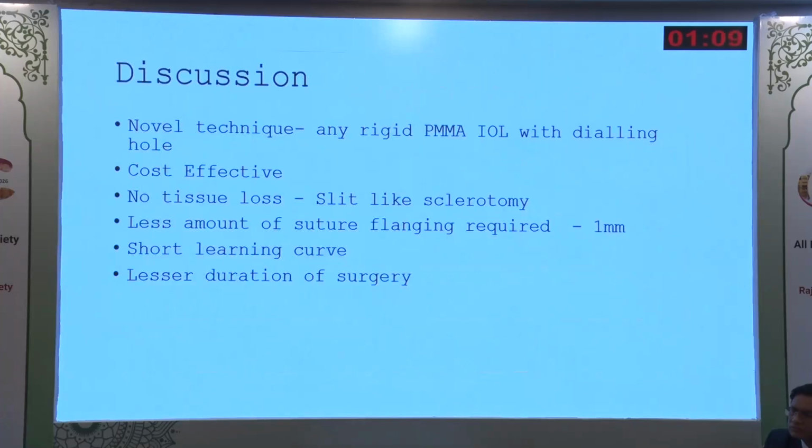So coming to the discussion, this is a novel technique using any PMMA lens. It is a cost-effective procedure. There is no tissue loss unlike the 26 and 30 gauge needle, because it is a slit-like sclerotomy. Less suture is required for flanging, only 1 millimeter, with a short learning curve and lesser duration of surgery.